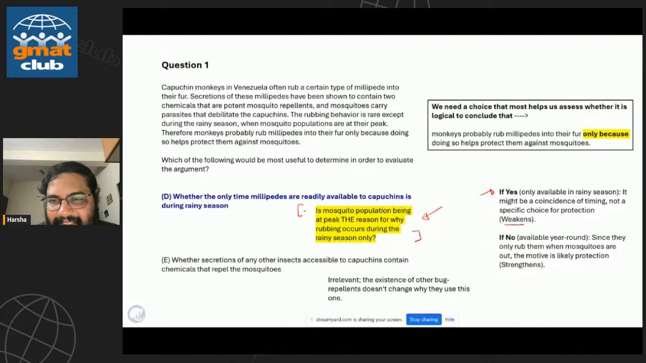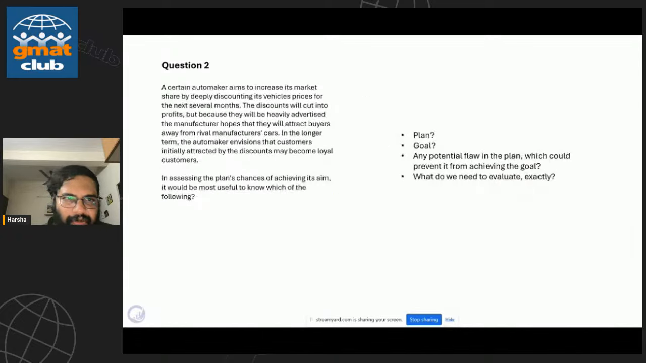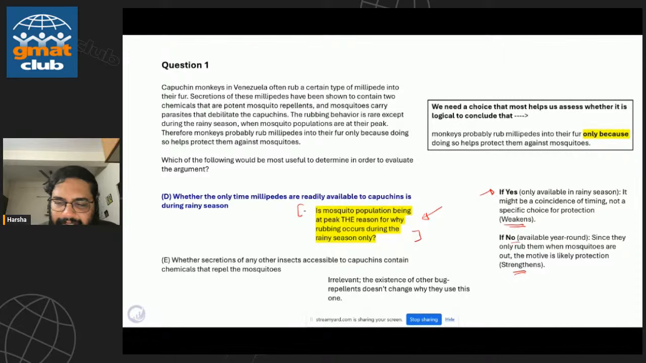So you can see that the yes side should weaken, and the no side says this millipede is available year round, but it so happens that the capuchin monkeys only rub these millipedes into their fur during the rainy season when mosquitoes are at peak. That kind of makes you believe that yes, it really might be about the mosquitoes. So I hope you see that one side strengthens, the other side weakens. I think nobody chose E. I'm going to skip that in the interest of time. Let's keep moving, but I hope this was a quick run-through of the entire process at work.